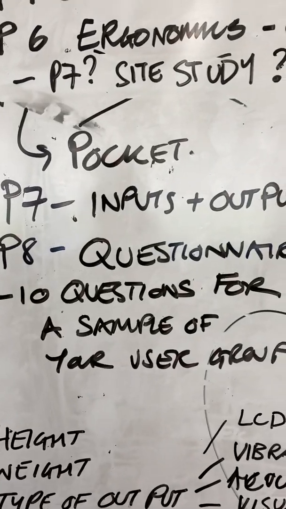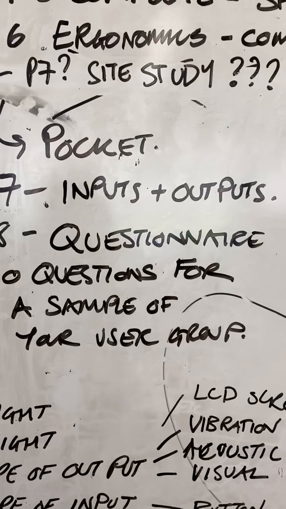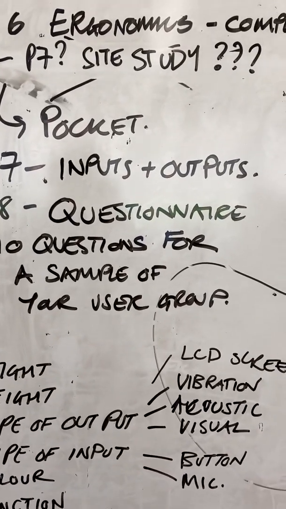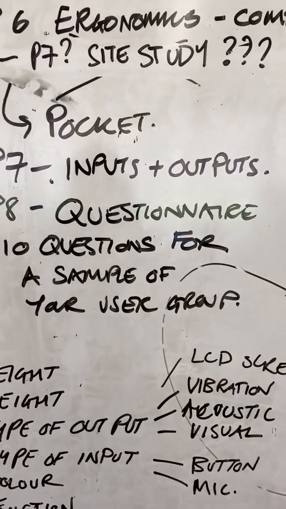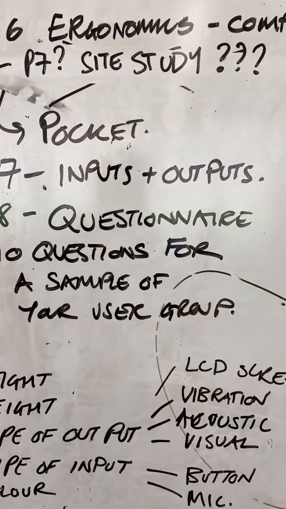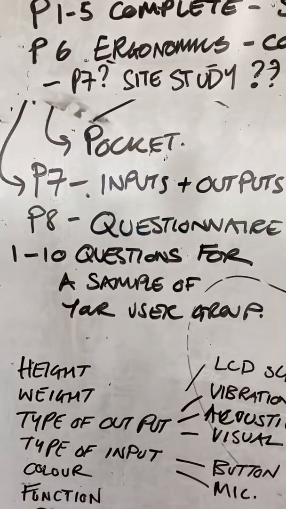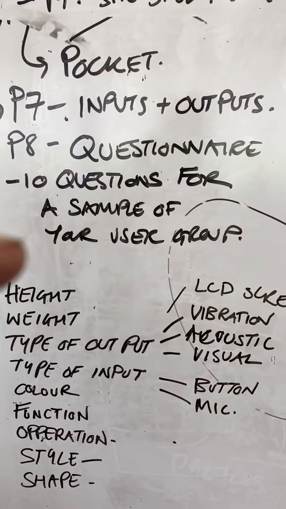Then we've got the questionnaire. What's the questionnaire about? It's going to be asking a sample from your user group 10 questions. That means you need to get from your user group, and the user group may be people between, for example, 30 and 40, 10 of those people, and you need to ask them 10 questions, okay? So it says here 1 to 10 questions, so 10 questions for a sample of your user group.